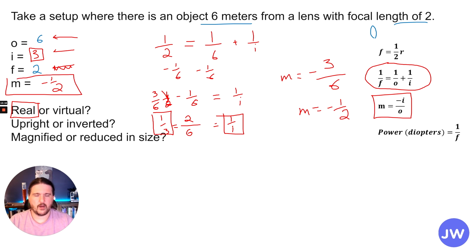So now we know that the magnification is negative, so it's going to be inverted. And we know that it's going to be reduced in size because the absolute value of our magnification is 1/2. So this image is going to be half the size of the object. And so it's shrunk, it's minimized, and it's going to be flipped upside down. So it's also going to be reduced in size.